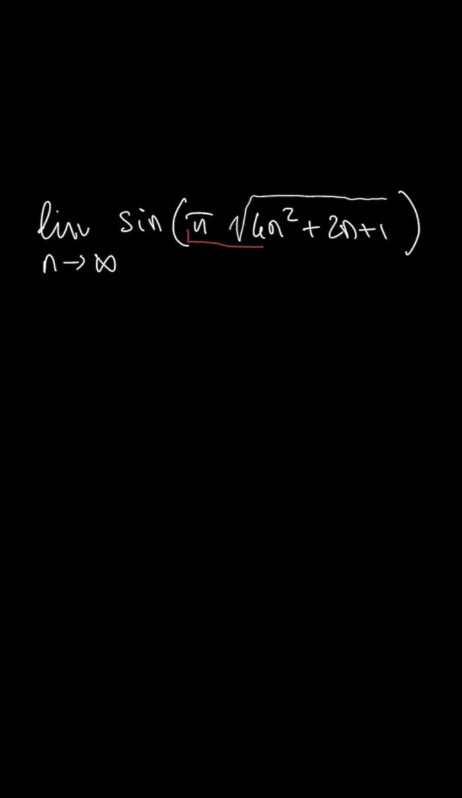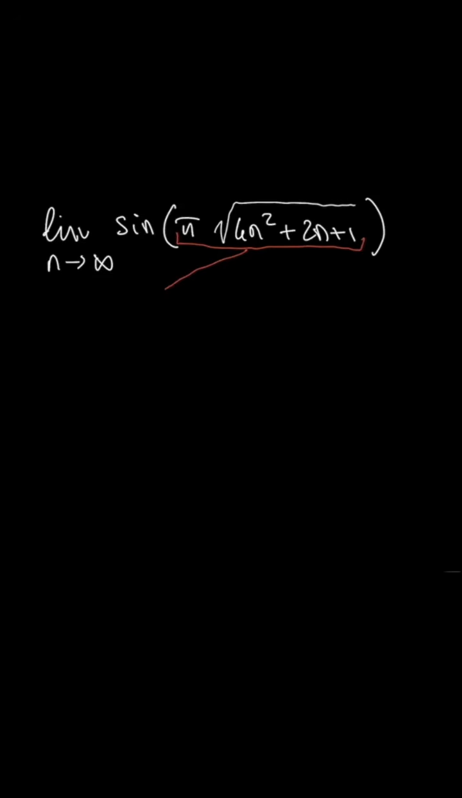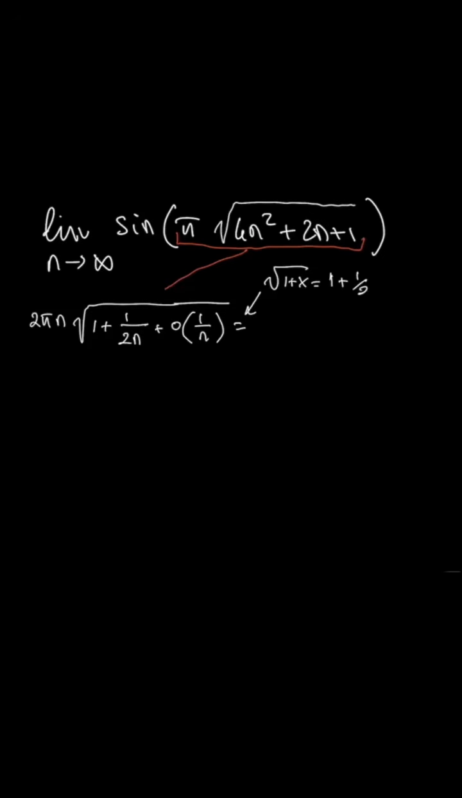To understand what happens when n becomes very large, we need to find a better approximation of the argument of the sine. The first step is to factor out 4n squared from inside the square root. This gives 2 pi n multiplied by the square root of 1 plus 1 over 2n plus little o of 1 over n. Little o of 1 over n simply means a quantity that goes to 0 much faster than 1 over n as n becomes large. Now we use the Maclaurin expansion of the square root.